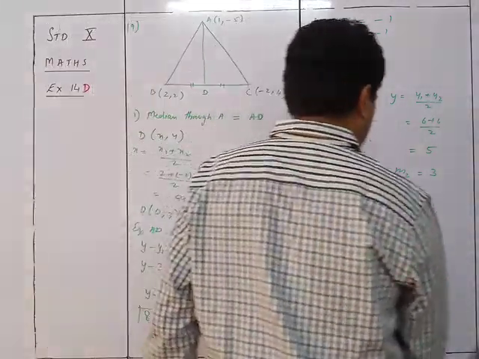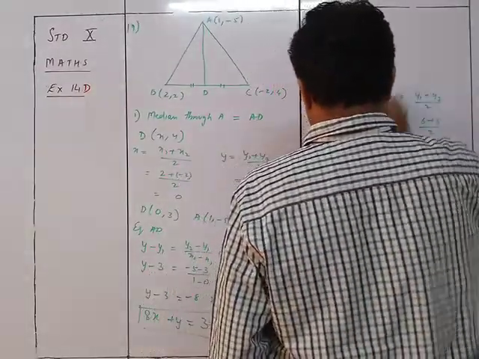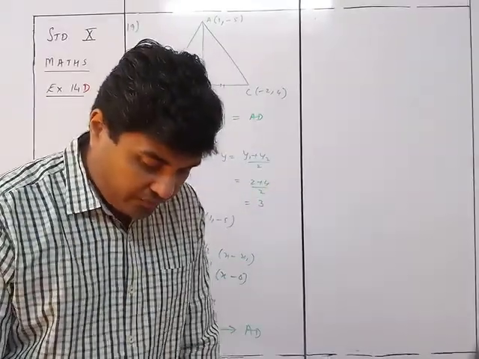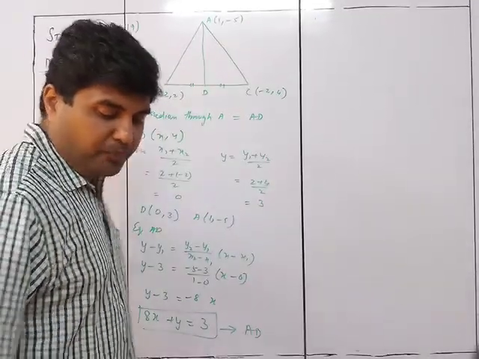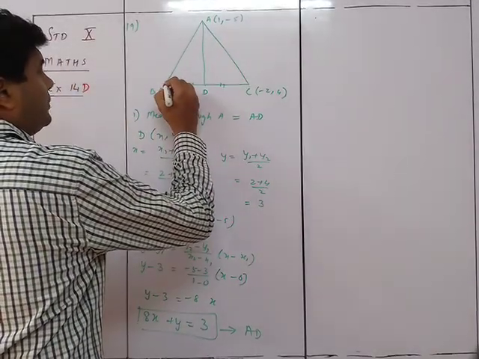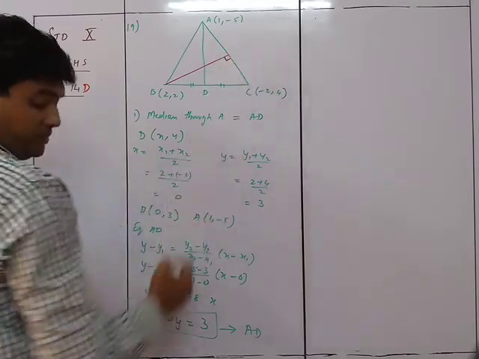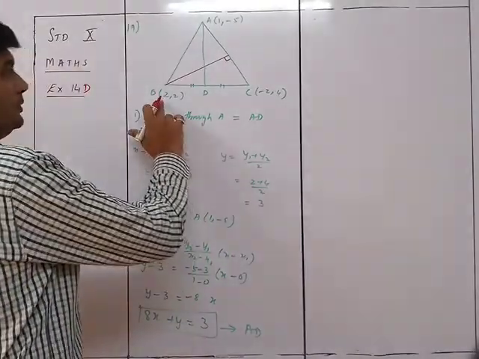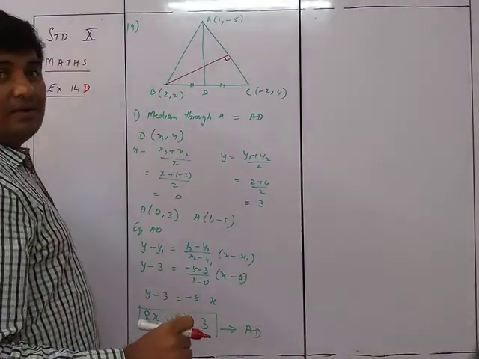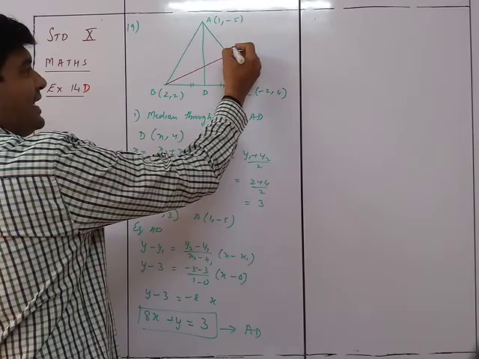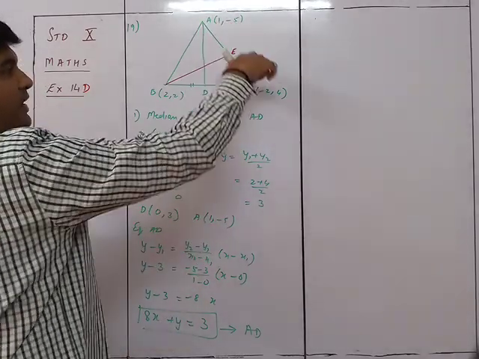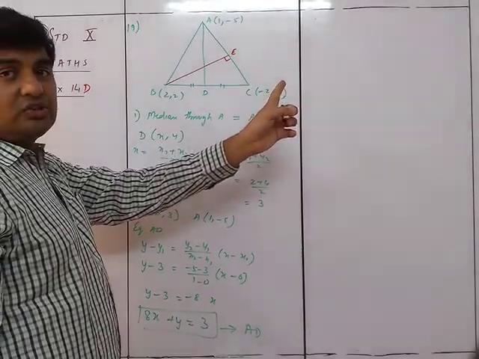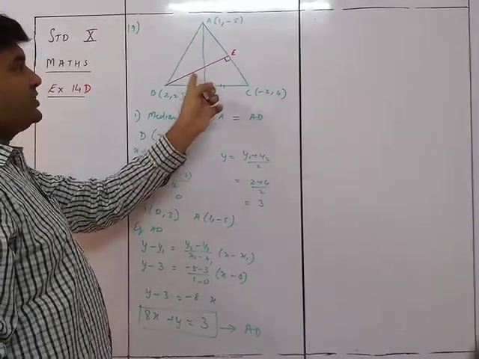Now let's see the equation for the next part. We want the equation of the altitude through B. This is the altitude. You want the altitude of the triangle through B. For this, what will we require? This is a perpendicular line. I don't need this E. I have A and C, so I can find the slope of AC. Accordingly, I'll get the slope of BE.